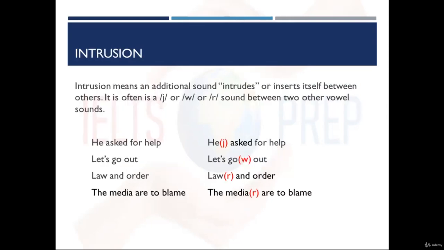All right, another feature is intrusion. Now, intrusion means when an additional sound intrudes, it inserts itself between the other sounds. It doesn't actually exist there in the spelling, but we insert these slight sounds, they're not really strong sounds, just to help us. And it's often that we will produce this sort of the J, which is in phonetics the Y sound, or a W or an R. So have a look at the examples.